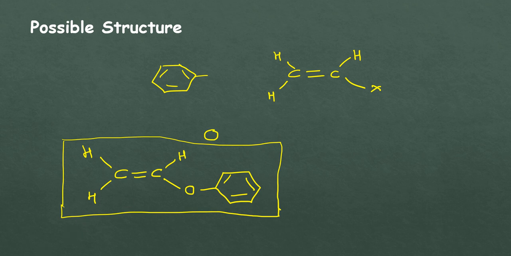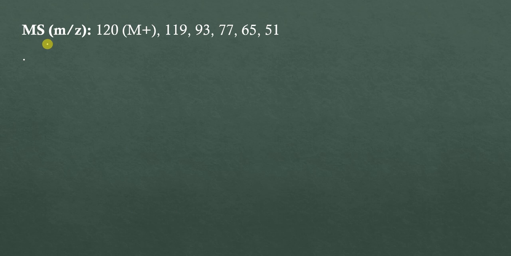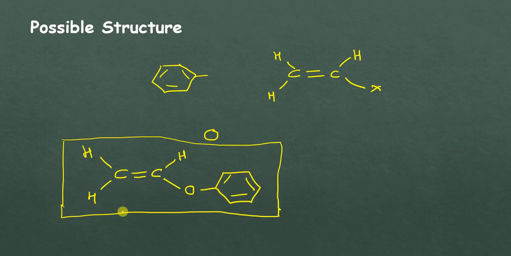Now in this case they have given mass spectrometry data. This mass spectrometry data will help us to confirm the structure. So you can have a look at the structure. So this is the structure for which M plus is 120. It may lose one of the hydrogens from this system and we'll get 119. So this 120 and 119 we can easily recognize from this.